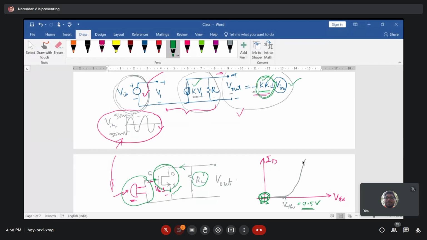But here, the gate source voltage is less than the threshold voltage, as is clearly indicated from the graph: your input voltage is plus or minus 50 millivolts, but it is not even close to the threshold voltage of the device. So the MOS transistor itself is off, and it doesn't amplify any signal, right?